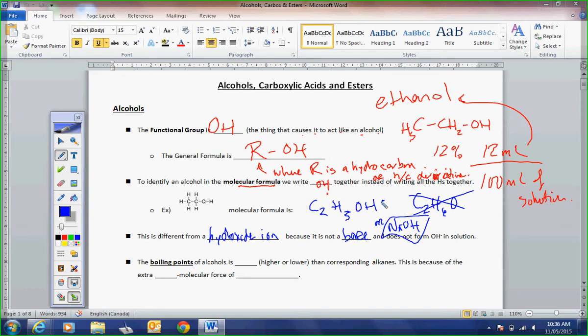Okay? All right, so the boiling point of alcohol is higher or lower than the corresponding alkanes. You tell me. Higher. Good. It's higher than the corresponding alkane. So ethanol would have a higher boiling point than ethane because of the extra intermolecular forces. Of which intermolecular forces in play here? Hydrogen bonds. Very good, you guys.